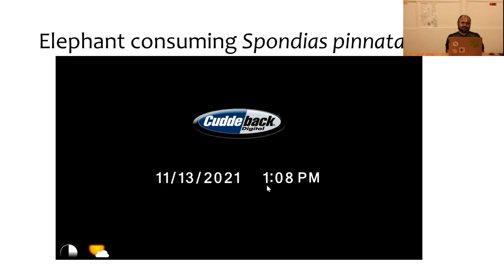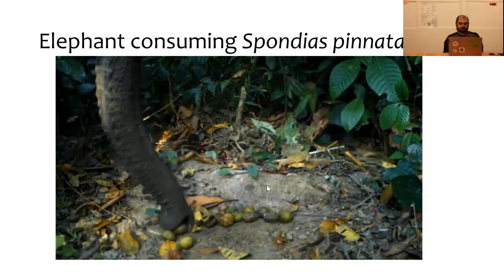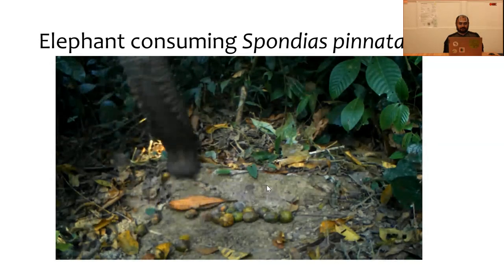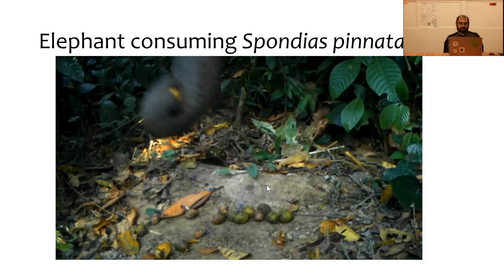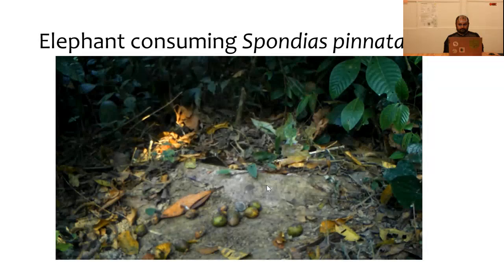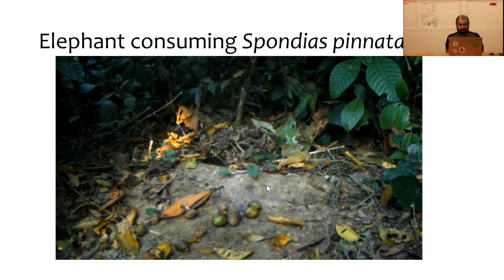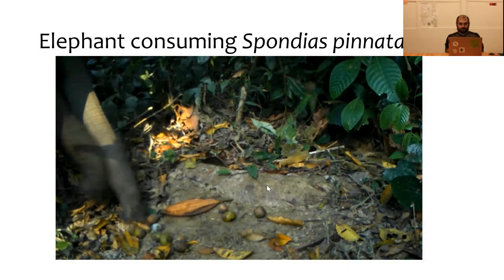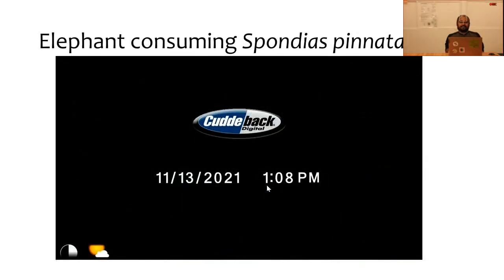Now here an elephant is consuming Spondias, which in Assamese is called amuratenga, and see how they are consuming those fruits. So here there are two elephants, and I think there's a group, and they generally love this fruit. I put like 30 fruits in front of this camera trap, and they came and ate every one of these fruits.